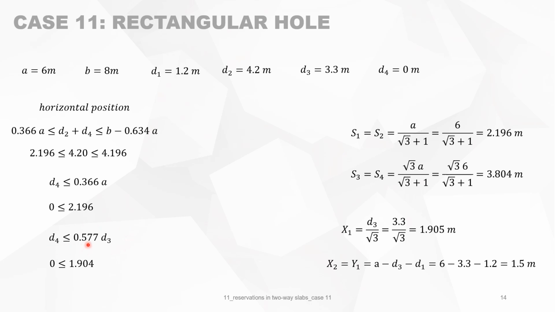The 4 must be smaller than 0.577 d3. This is also fulfilled. Vertical position, we know that this condition must apply, and when we put in the numbers, you see that this condition is okay. And the same happens with this condition. So this states that we can use the formulas of case 11.